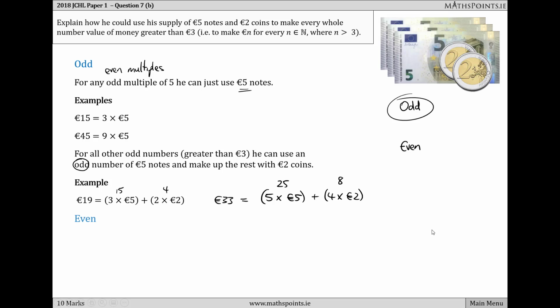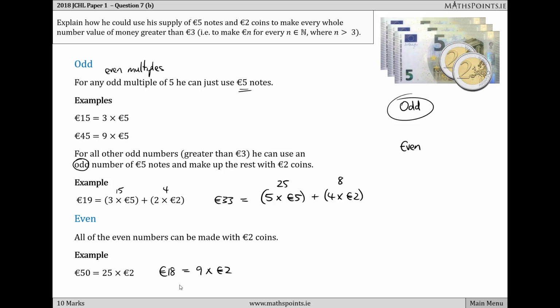Even numbers are very easy to make up. So any even number can be made up of €2 coins. So for example, if we tried to make up €50, that would be 25 €2 coins. Another example would be €18. We can make up €18 with 9 €2 coins, and so on. So every possible even number can be made with €2 coins. Now, some of the even numbers, for example the 50, could also be made up with the €5 notes, but in our system we're sticking with odd numbers are going to be created with €5 notes and combinations of €5 notes and €2 coins, and then even numbers are going to be made up of €2 coins.